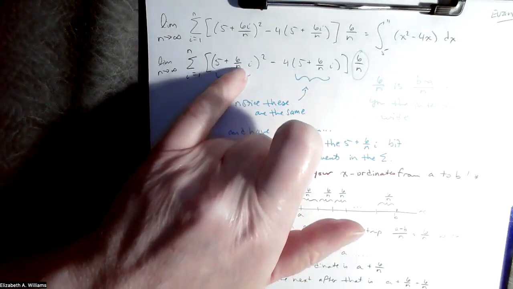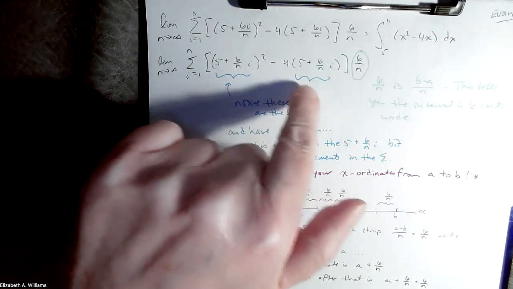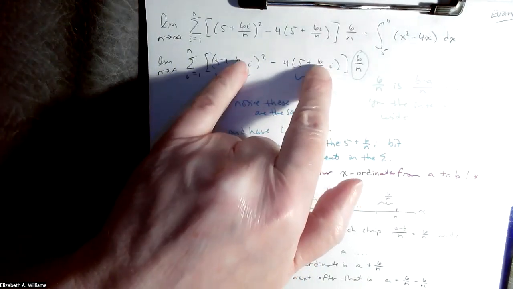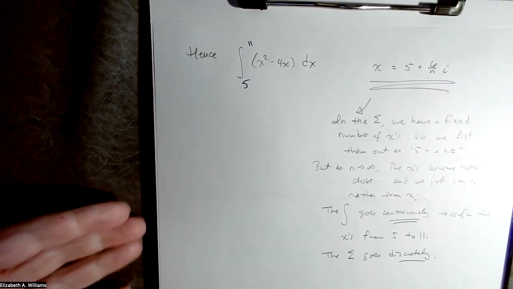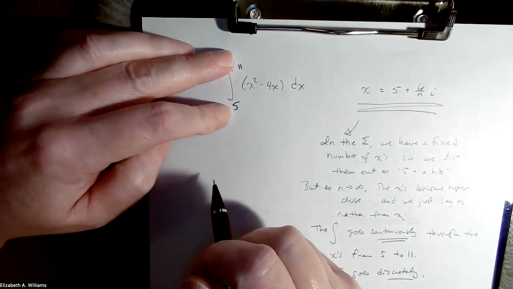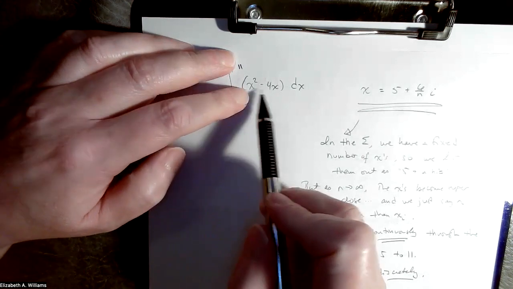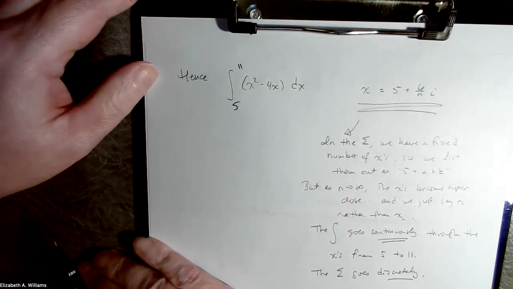Where does this take us? So we understand that this bit is incrementing our x ordinates down the interval. So this is x. That's why this is x. And we know that we're going from 5 to 11. We just worked those endpoints out. And that was the expression for x, and that's our integral.